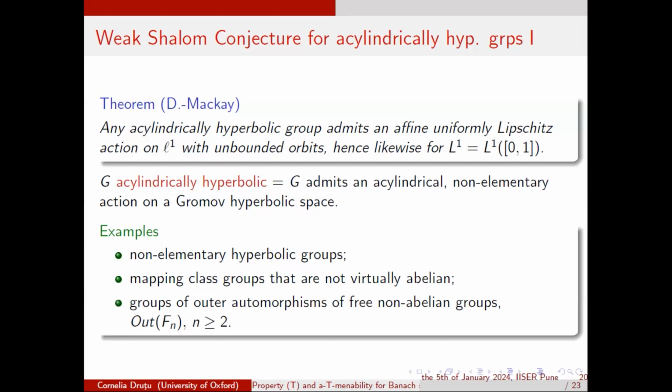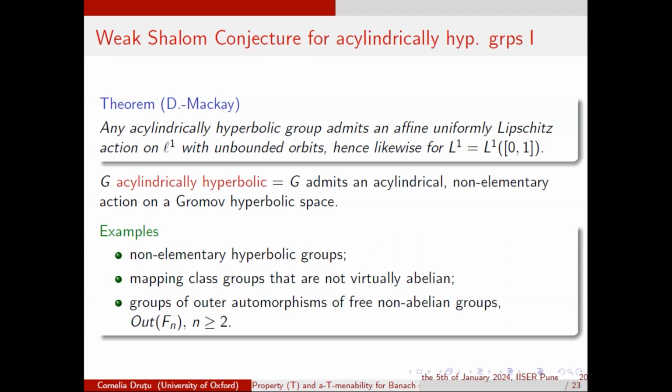And for all those groups, one can say that they do have an action with unbounded orbits, but on L1. So we can't extend this to Hilbert, because unlike the isometric affine actions, we can't move between L1 and L2, but we can say it for L1. And in fact, this result in this generality is optimal. So we cannot improve it in any way.